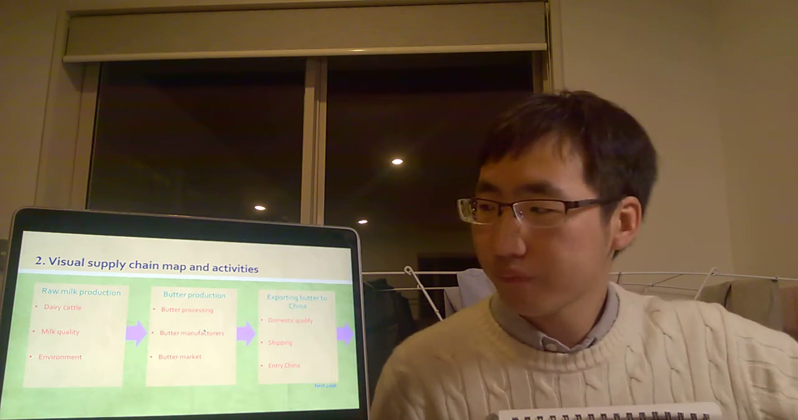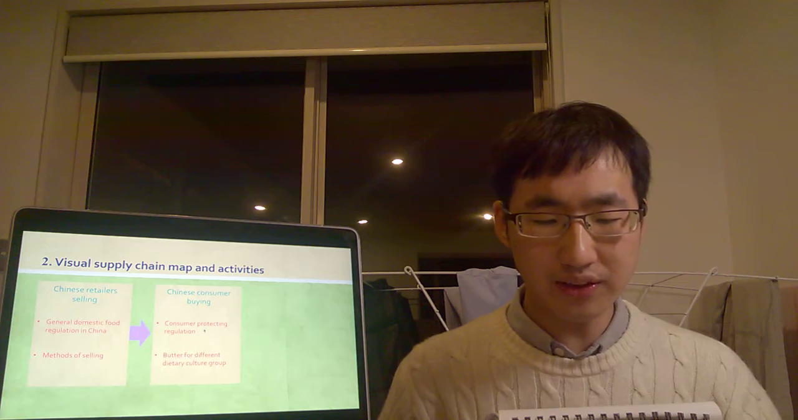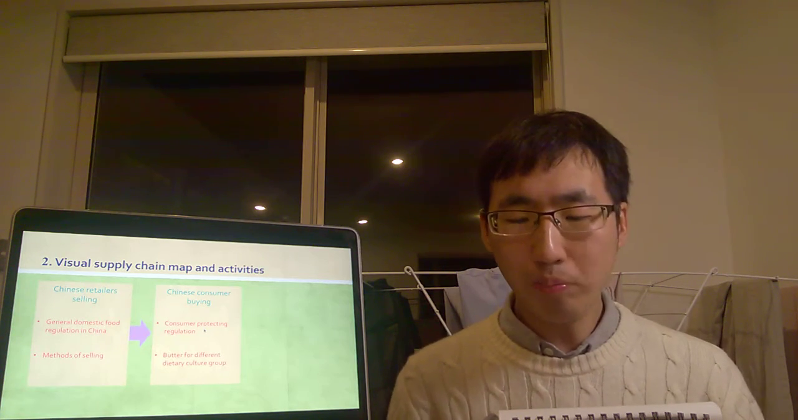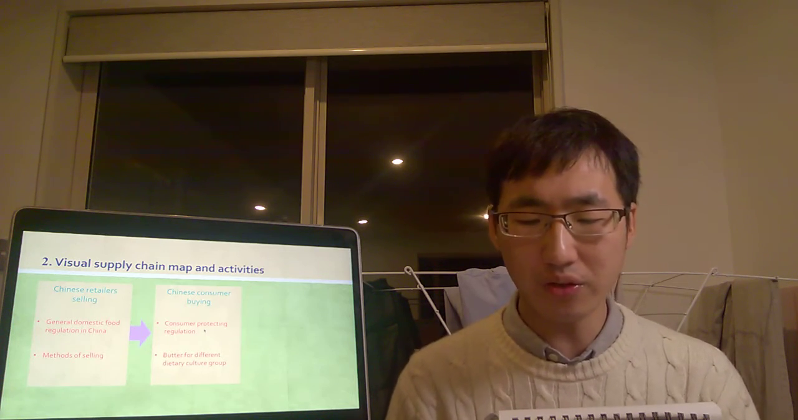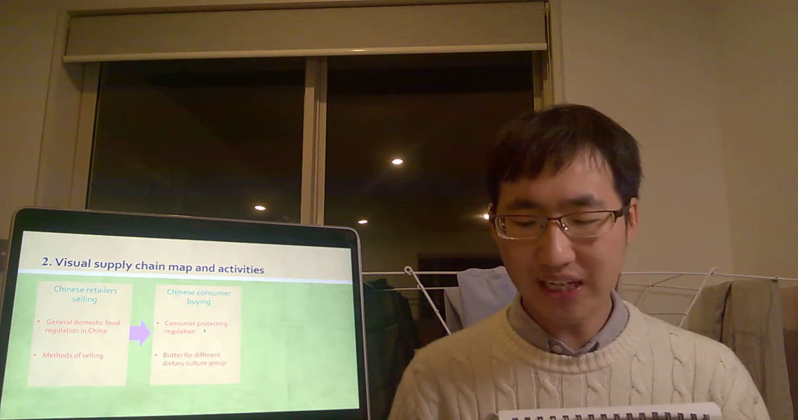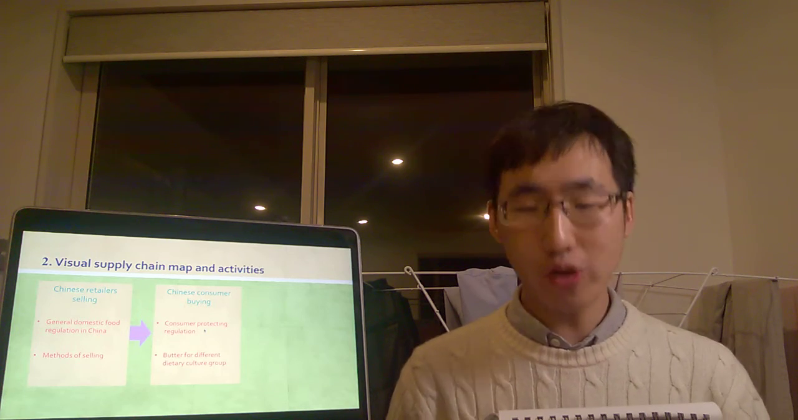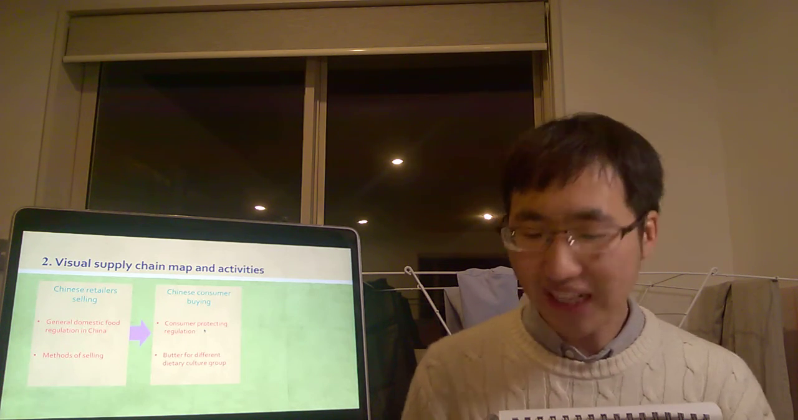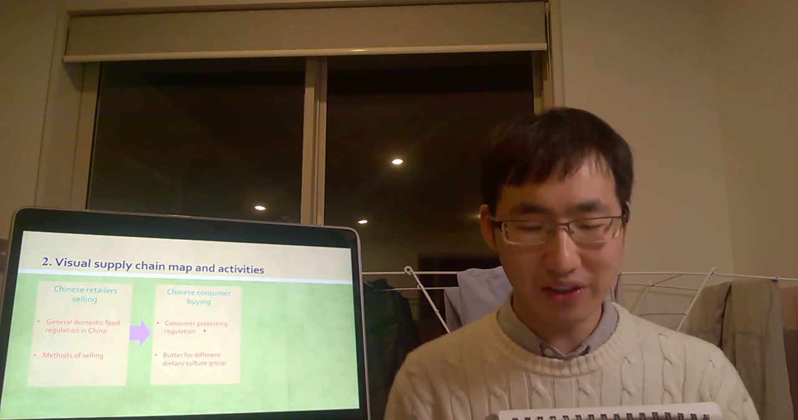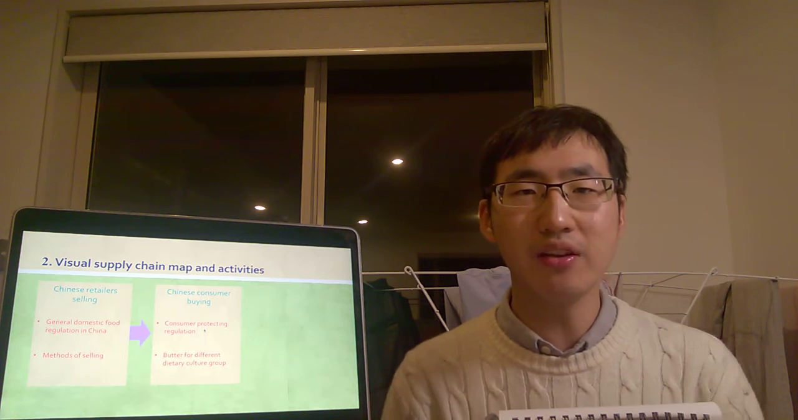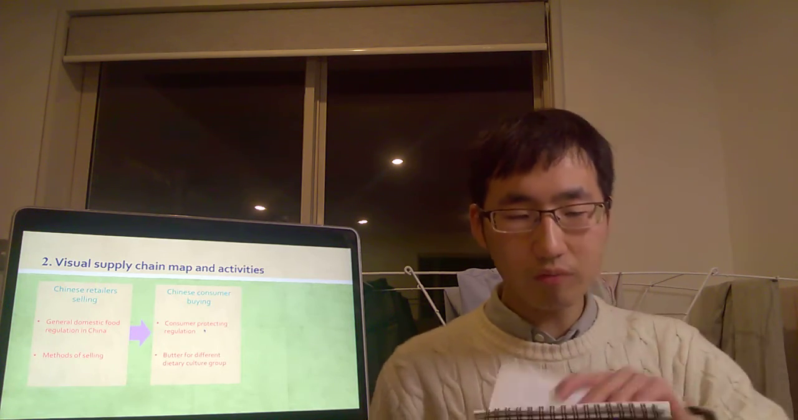For the fourth activity, it is Chinese retailer selling. In this activity, there are 2 parts that will be involved in regulations. First part is the Chinese domestic food selling regulation. This can involve various Chinese government departments for a New Zealand company. This can be really difficult for them to face. The second part is the method that retailers are using for selling their New Zealand butter in China. Usually selling happens in supermarkets, and in recent years, selling online has become more and more popular.